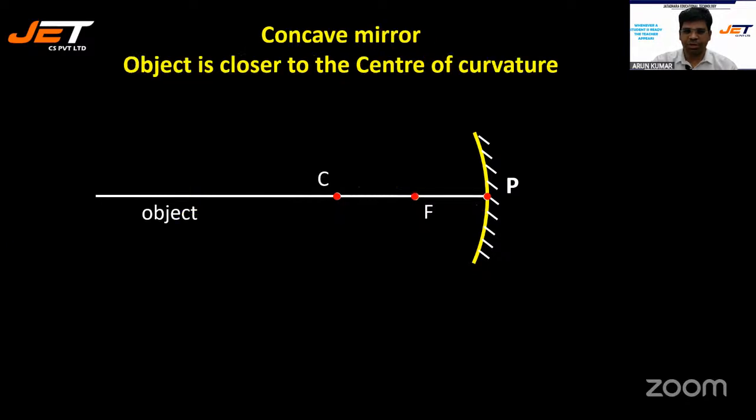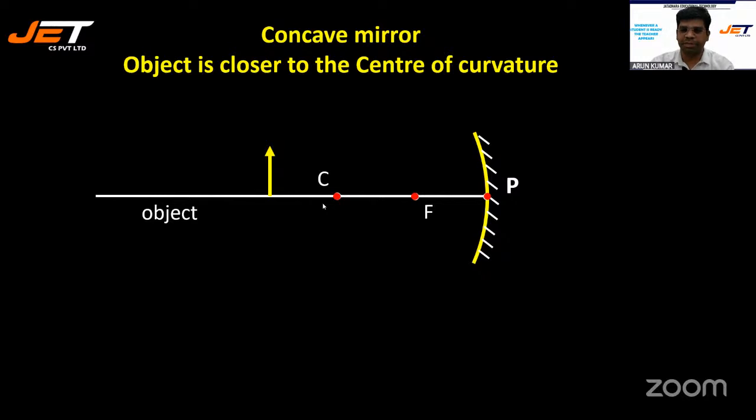Now let's move the object a little closer. The object is moved a little closer to the mirror, towards the center of curvature. Previously it was a little farther away. Now it is moved closer to the center of curvature.